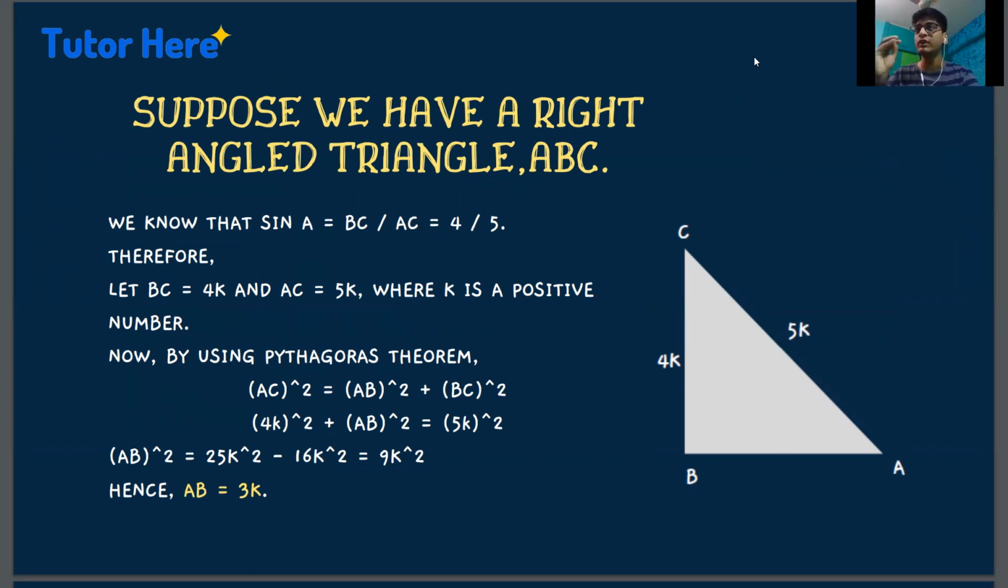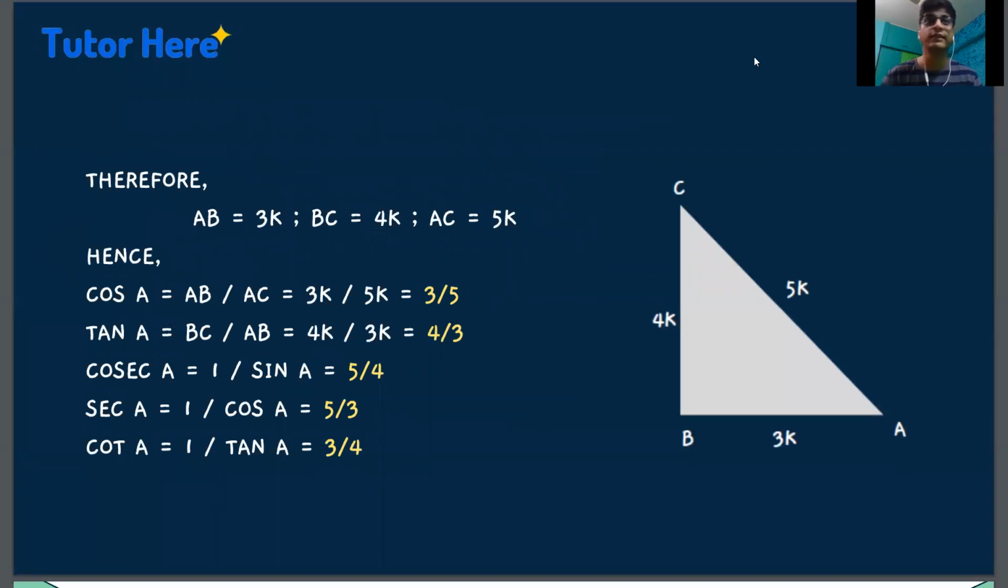Therefore, using Pythagoras theorem, AC square is equal to AB square plus BC square. By putting values, 4K square plus AB square is equal to 5K square. Hence, AB square is equal to 25K square minus 16K square, which is 9K square. Hence, AB comes down to 3K. Let's update the triangle. So AB becomes 3K, BC becomes 4K, and AC becomes 5K.